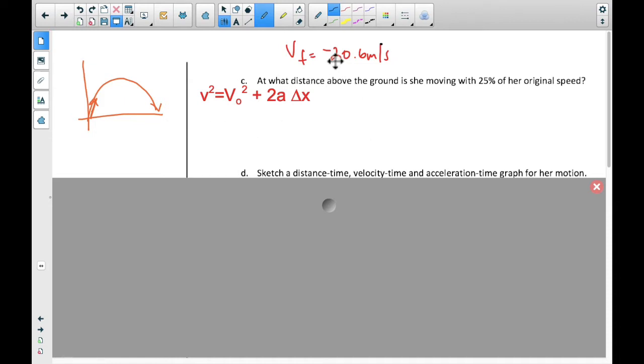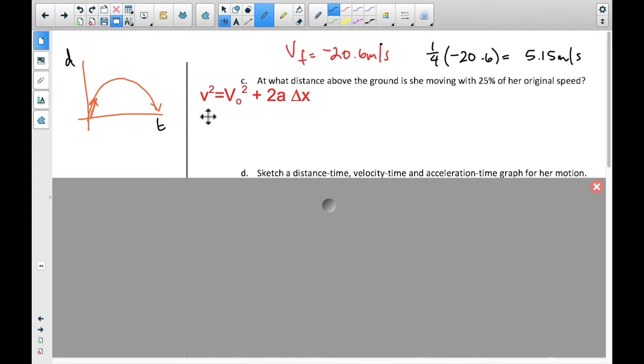This question is asking when, or at what point, at what distance, is she moving with 25% of her original speed? So let's just take a second to take 1/4 of the original speed and see what that comes out to be. And so if I put that into my calculator, I get 5.15 meters per second. And so the question is when, at what point, at what distance, and this is our distance and this is our time, at what distance is that happening?